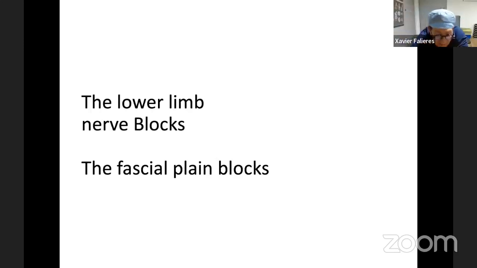So we go on from what we did two to three weeks ago, before I went to Norway for holidays and to see my parents. We spoke about the upper limb, and now we are going on to speak about the lower limb nerve blocks. And I will speak a little bit about the fascial plane blocks, which could be very, very interesting for you in Myanmar.